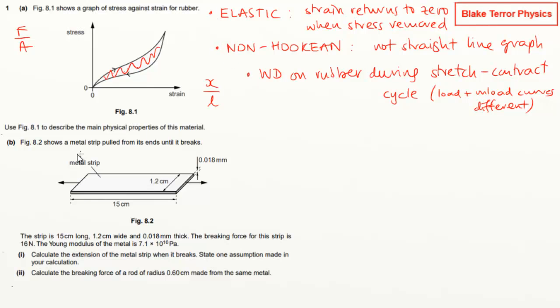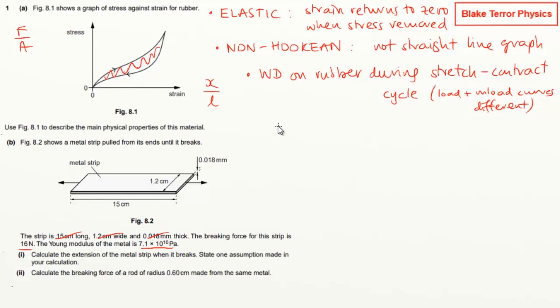Figure 8.2 shows a metal strip pulled from its ends until it breaks. They've given us the dimensions of the strip, so we don't need that bit in the question. They've given us the breaking force and the Young's modulus. Calculate the extension of the metal strip when it breaks. State one assumption made in your calculation.